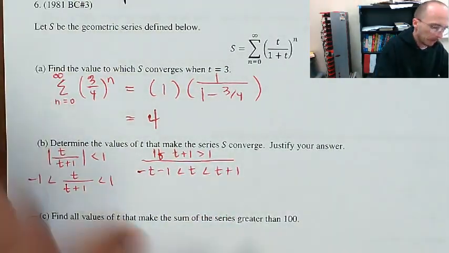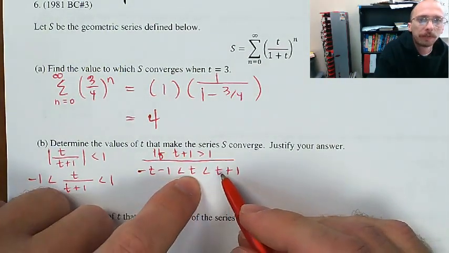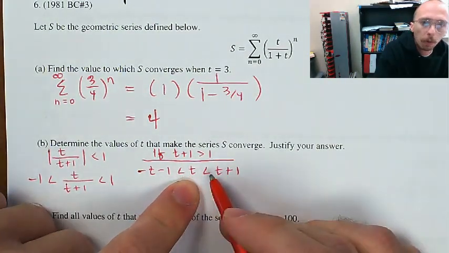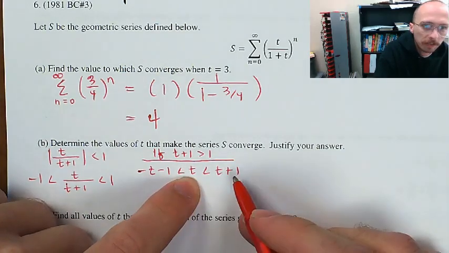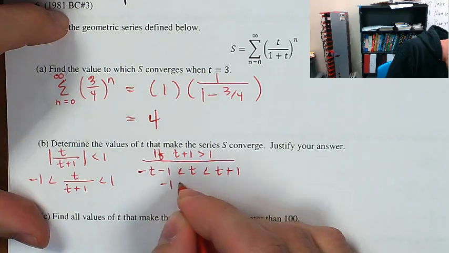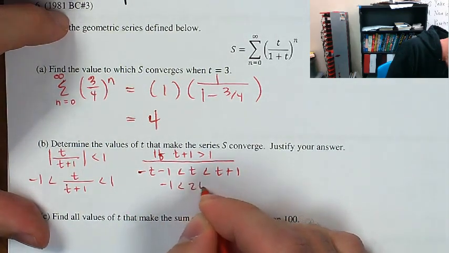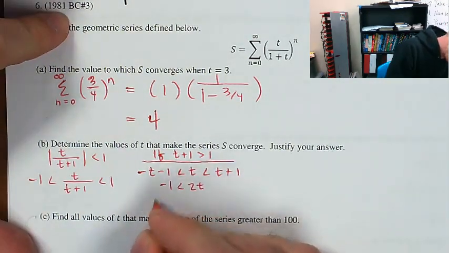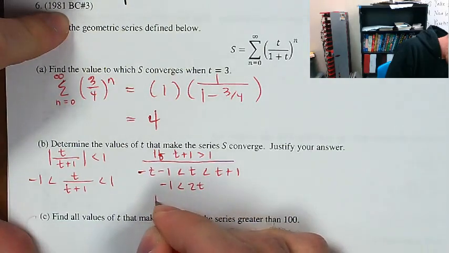plus 1. Okay? This inequality here is vacuous. It doesn't mean anything. T is always less than t plus 1, no matter what t is. So really all I have here is negative 1 is less than 2t. And that means t is greater than negative 1/2.